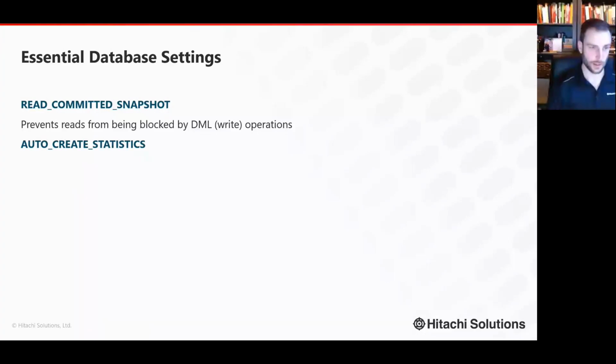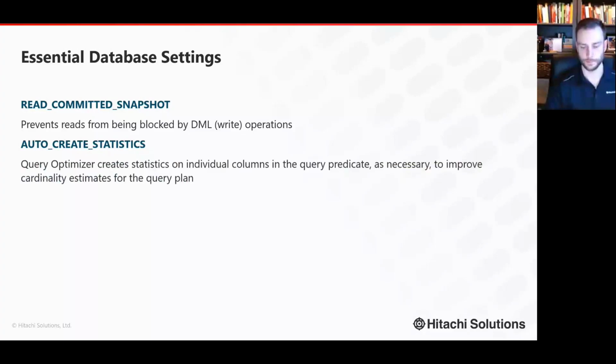Auto create statistics. The way that Synapse, SQL Server, pretty much every other platform, they all have statistics about the data to better inform generating query plans, such as the number of rows in a table, the cardinality of different columns to estimate when you join them together what might be the resulting rows that are generated. Auto create stats will automatically create those as columns are used in query predicates, and that greatly improves cardinality estimates.